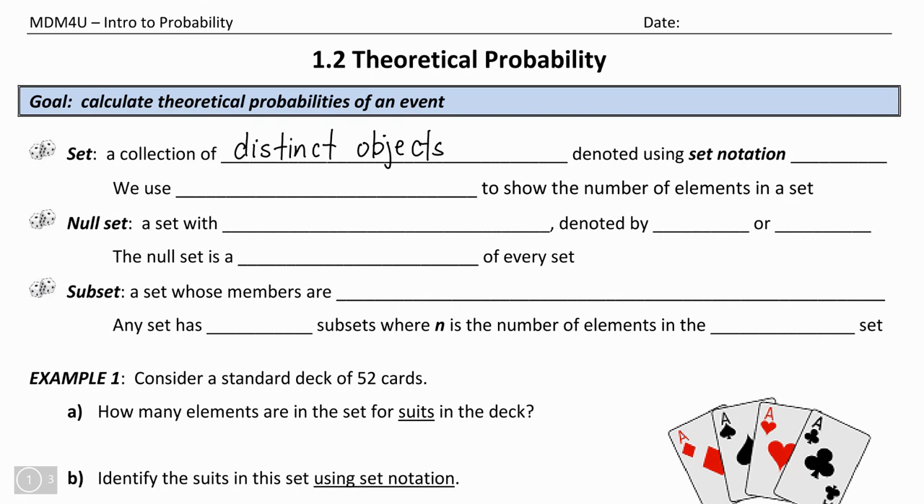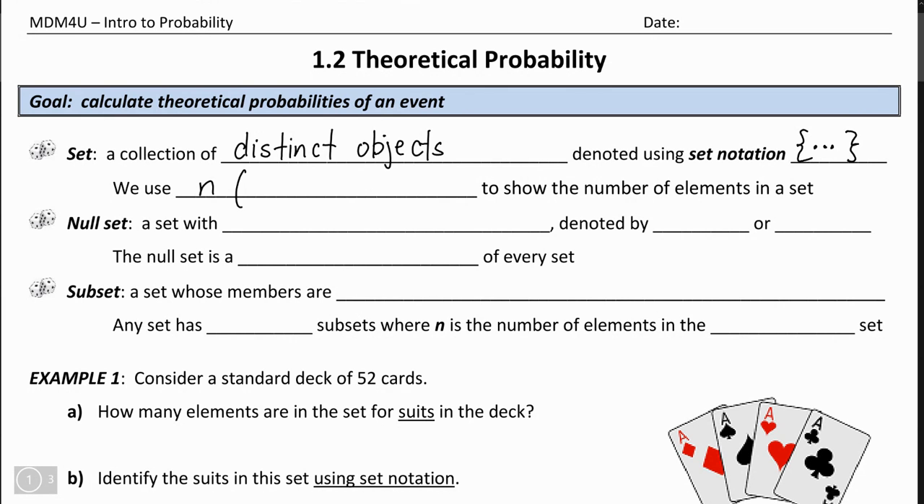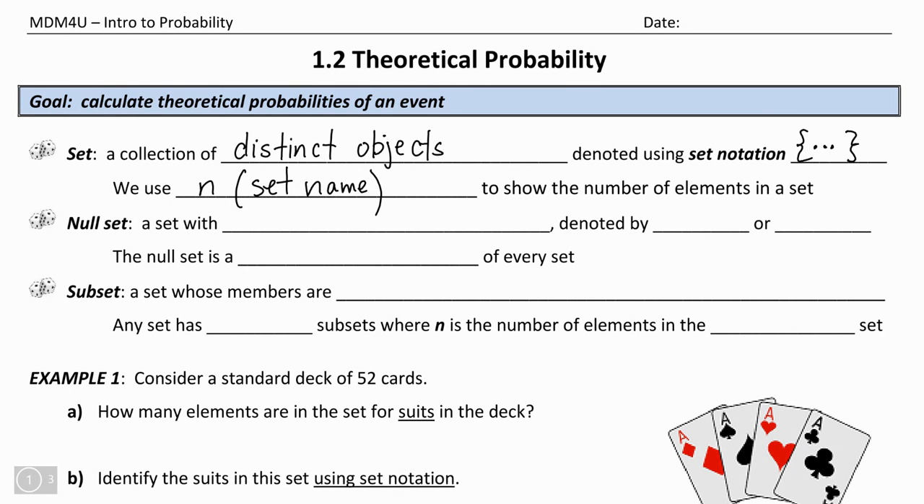And we denote a set using a new kind of notation. We call it set notation. And set notation involves using these curly brace brackets, like this. And inside the curly brace brackets, you would put your set. And I'm just going to use a ... to show that we're going to have something inside that set. And we use n, our set name, to denote how many, or the number of elements, or the number of objects in a set.